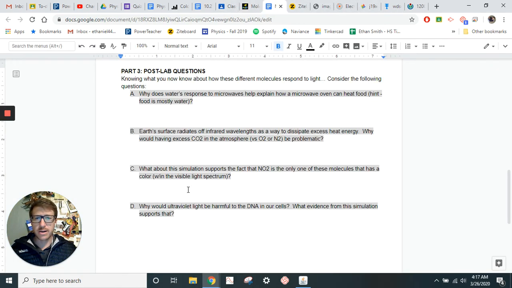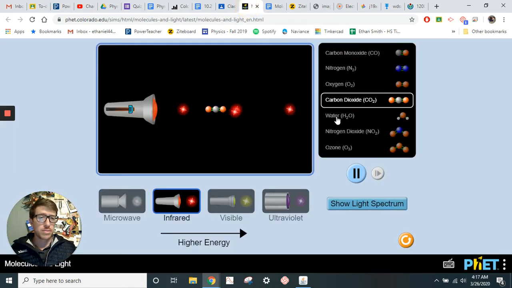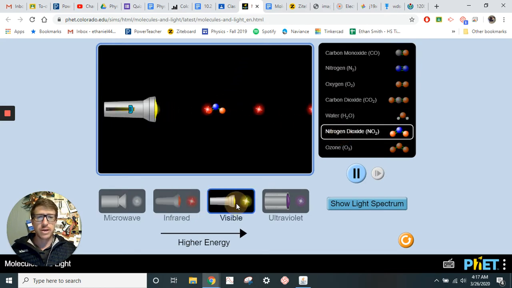If we look at C here, nitrogen dioxide is the only one of these molecules that has a color. The evidence for that is that if we go to nitrogen dioxide, it's the only one of these that will actually react to visible light. All the rest of them don't react to visible light at all, which means that visible light just passes right by them and they appear transparent. They're not able to reflect or absorb any of those visible light spectrums. So that's why nitrogen dioxide has a color. It actually ends up having a reddish color in reality.